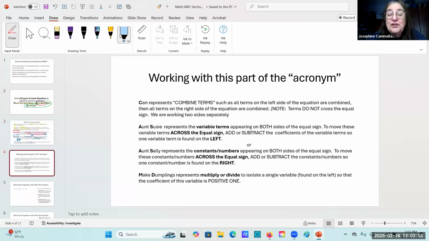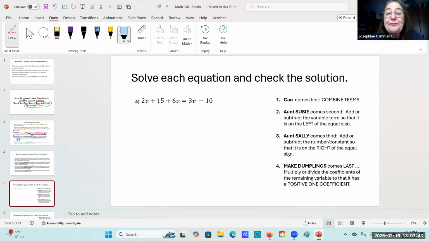Now, this is what we're going to start with. We're going to start out with the combined Aunt Susie, Aunt Sally make dumplings. We're only going to work with these parts at the beginning, okay? Then we're going to add in the David, which we'll talk about in a moment. But using just these 4, here we go.